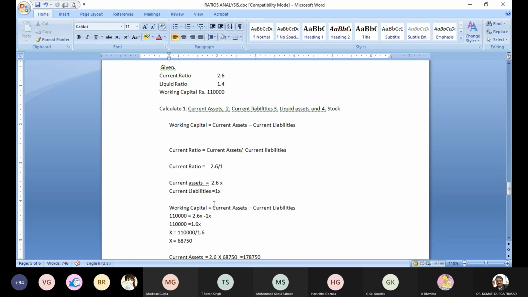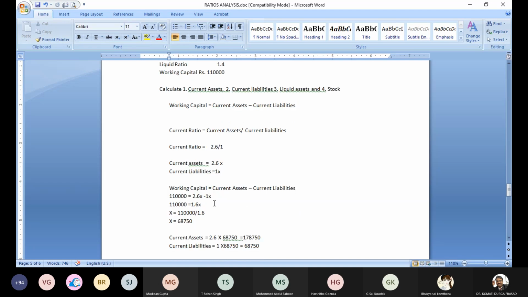So working capital is equal to current assets minus current liabilities. Here working capital is given, 1,10,000. Now current assets, that is 2.6x minus 1x, that is current liabilities. 1,10,000 is equal to 2.6x minus 1x, so 1,10,000 is equal to 1.6x. Therefore, x is equal to 1,10,000 divided by 1.6. So x is equal to 68,750.